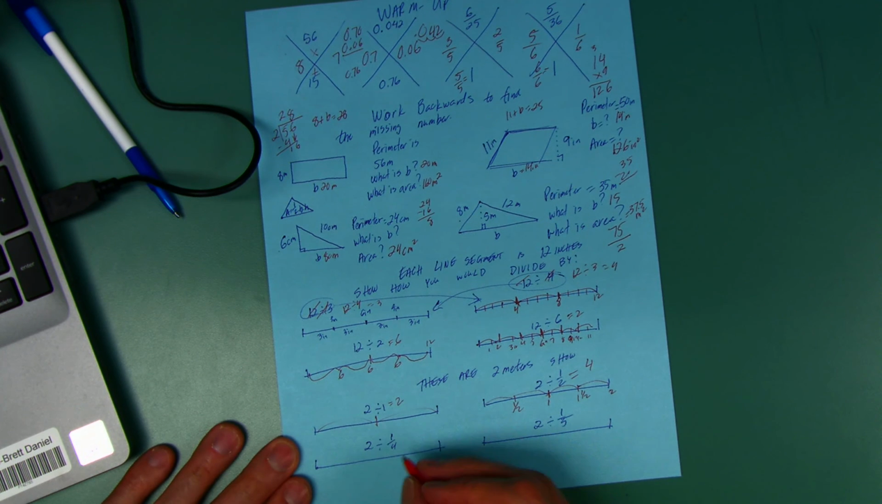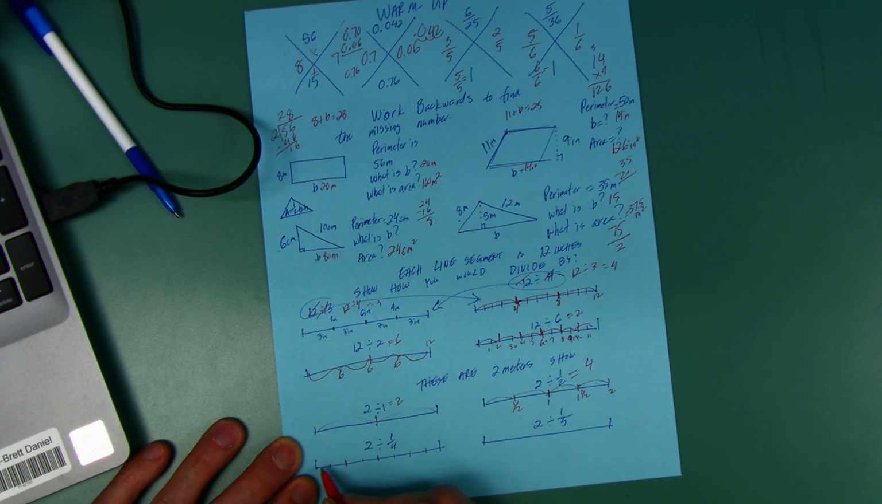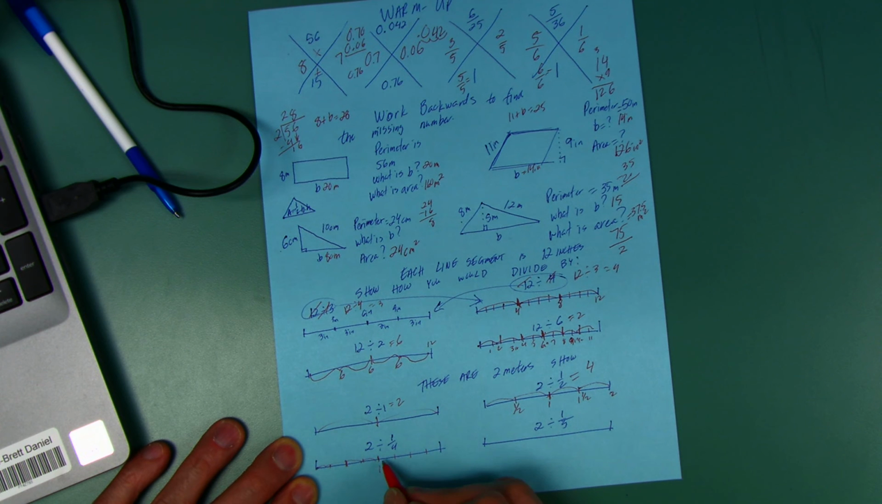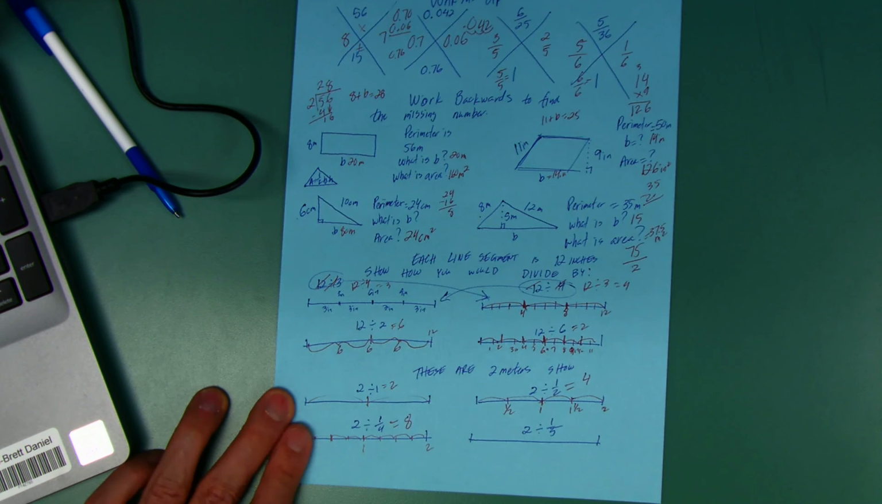How many 1/4 are in 2? There's 1. There's a half. There's a fourth. There's a fourth. There's a half. There's a fourth. There's a fourth. How many fourths are in 2? 1, 2, 3, 4. That makes 1. 1, 2, 3, 4. That makes 2. 4 and 4. 2 divided by 1/4 is going to be 8.